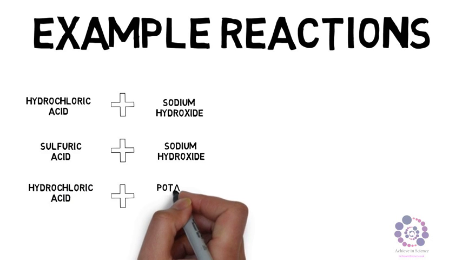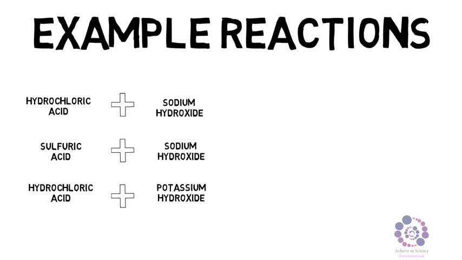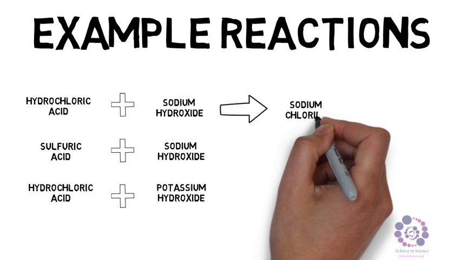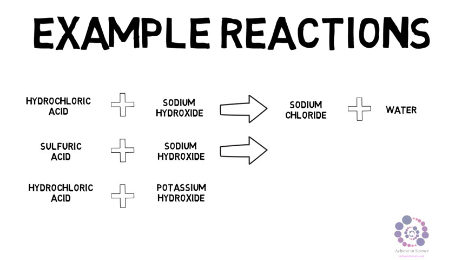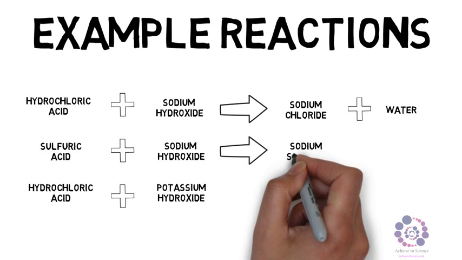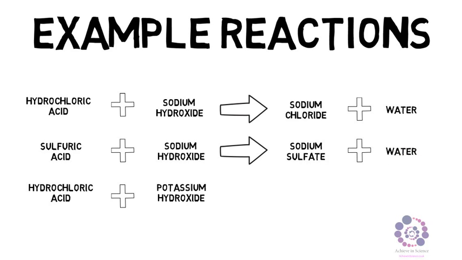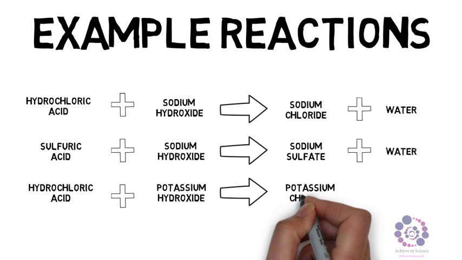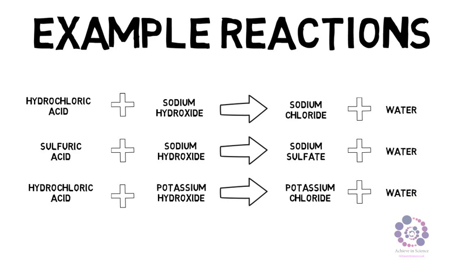If we then form the word equation for these three reactions, we can work out the name of the salt that is produced. In the first case, we would produce the salt sodium chloride because we have used hydrochloric acid and the name of the metal that is used is sodium. In the second reaction, we will form sodium sulfate because again the metal is sodium, yet the acid that has been used is sulfuric acid. And in the third case, we have potassium chloride because the metal is potassium and the acid is hydrochloric acid. In all cases we form water.